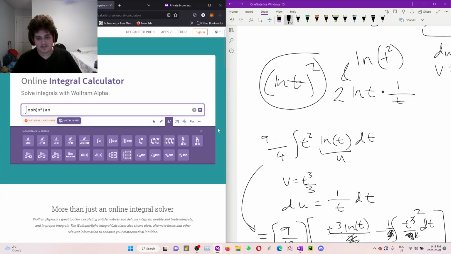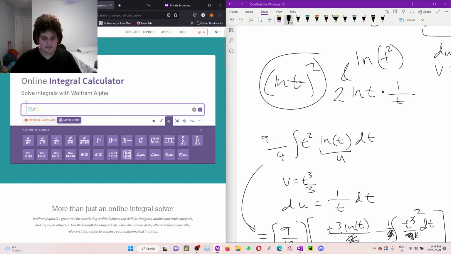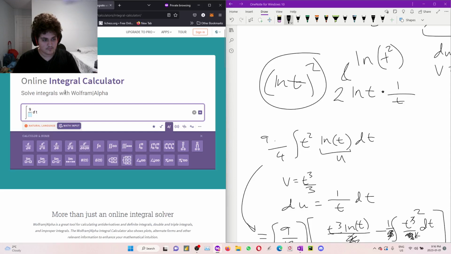So the way I interpreted it was like this. 9 over 4 t squared ln t. Let's just write it like this. Ln t squared, and then make this an 8.